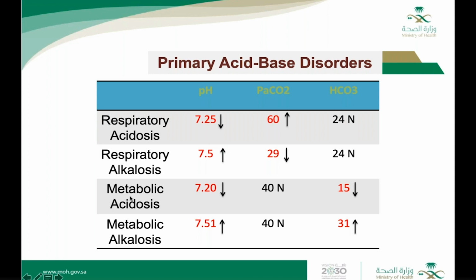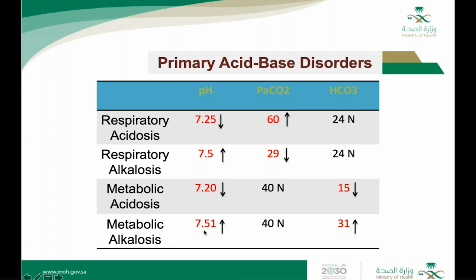Metabolic acidosis. So pH is low, below the normal value. CO2 is normal. The bicarb is low. So they move both in the same direction. So we call it metabolic acidosis. Metabolic alkalosis.